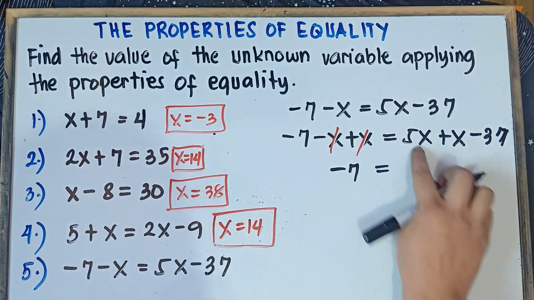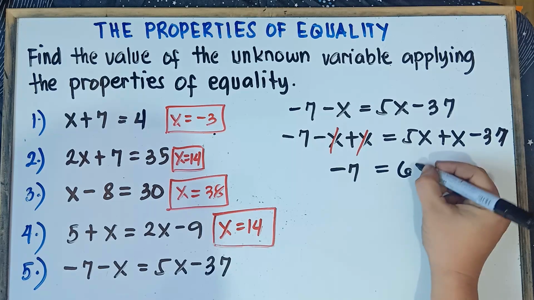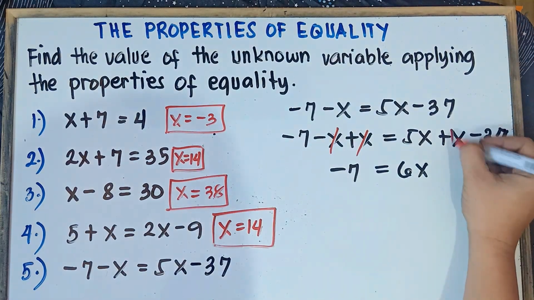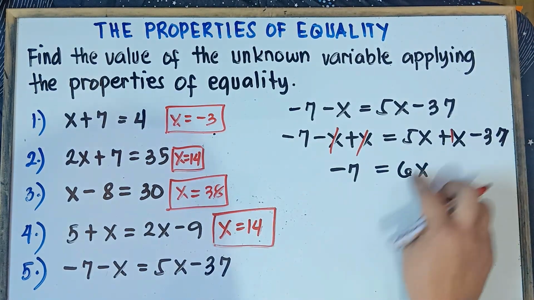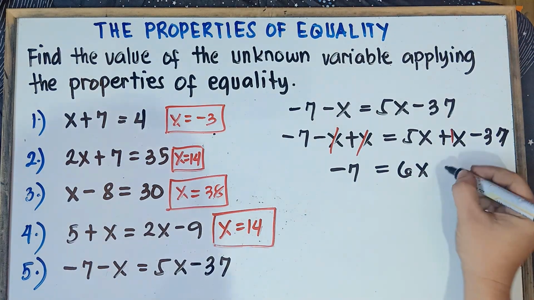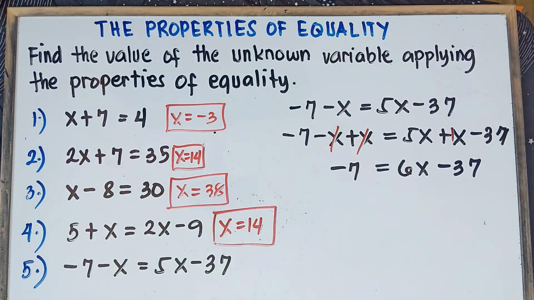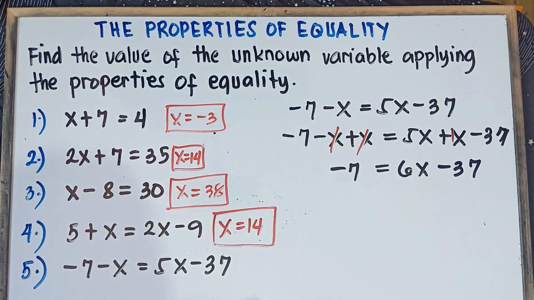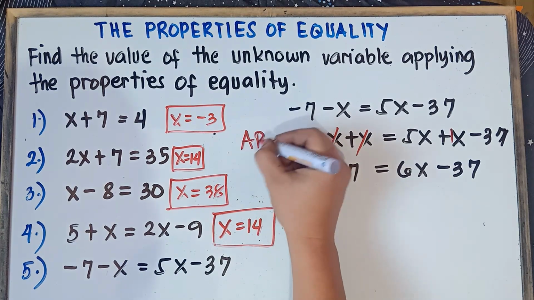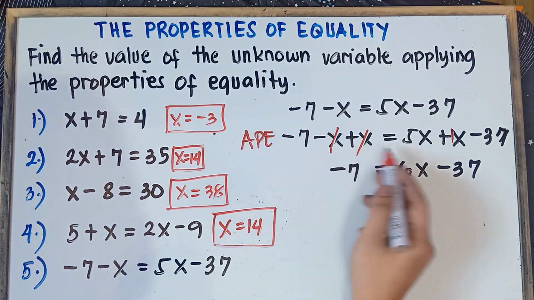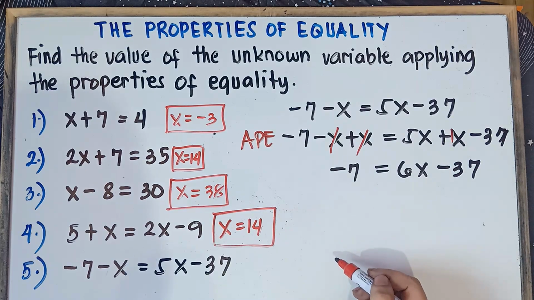Equals 5x plus x, that would be 6x. Understood, class, that there's a 1 here. 5 plus 1, that would be 6. Simply copy x. And then minus 37. Alright, so what will be the next step, class? Once again, we apply the addition property of equality.